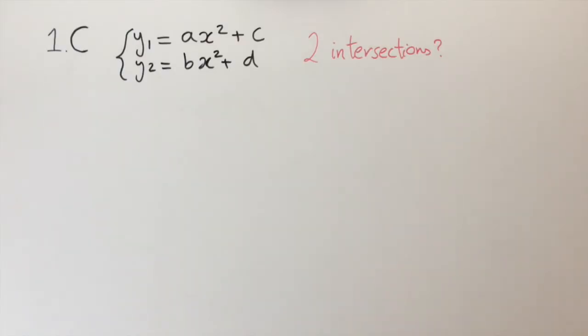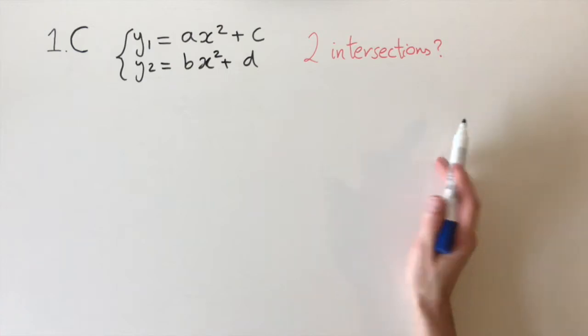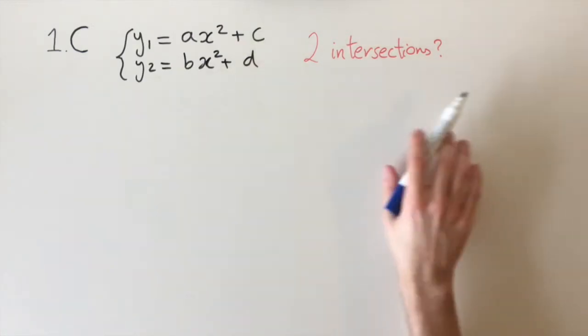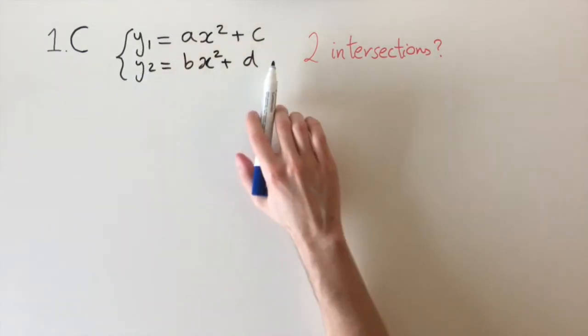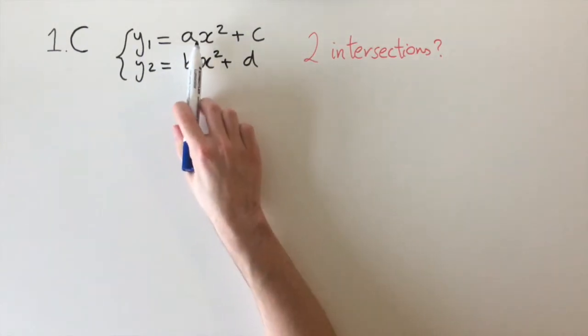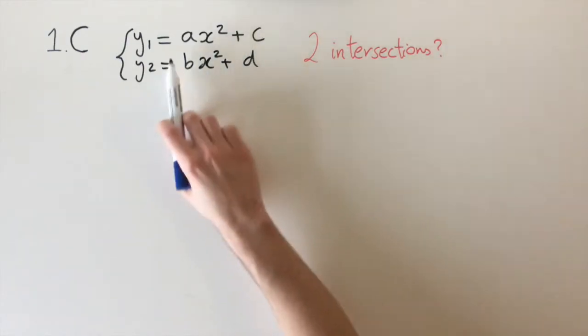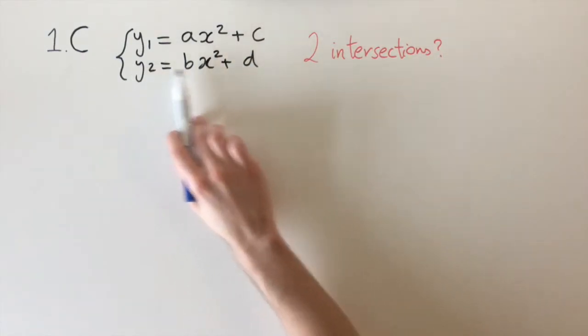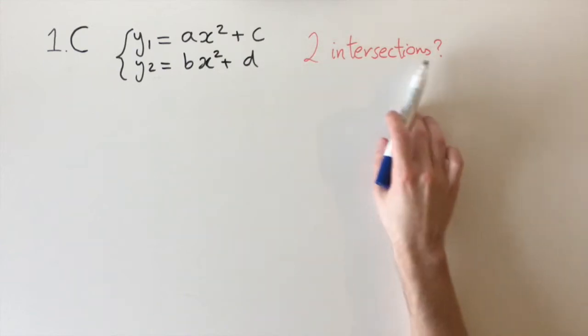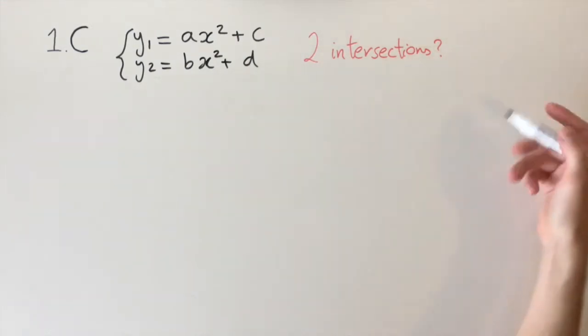Hey everyone, so today we're going to be looking at question 1C from the Oxford MAT 2018 paper. And the question is as follows. We're given two quadratic functions, y1 and y2, and these are given in terms of constants a, b, c, and d. And the question is, for what values of these constants are these graphs going to have exactly two intersection points? So let's try and do a little sketch to see what it's asking us.